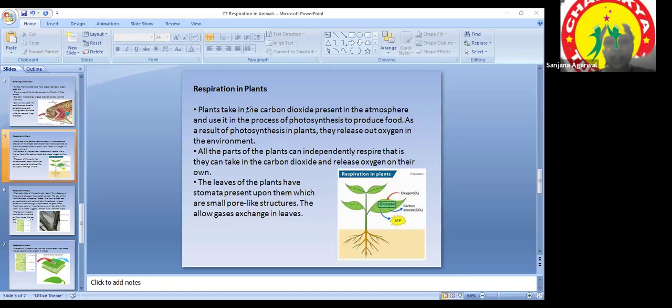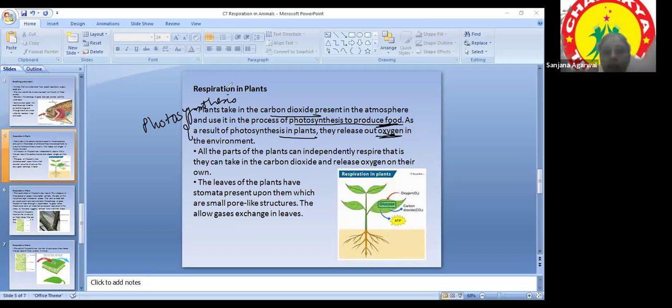So plants take in the carbon dioxide present in the atmosphere and use it in the process of photosynthesis, that is to produce food for their food formation. As a result of photosynthesis in plants, we know that they release out oxygen in the environment. Okay, so this is all about photosynthesis. When they are making the food during the daytime only, because sunlight is not available during night time, the process of photosynthesis cannot occur during night time.